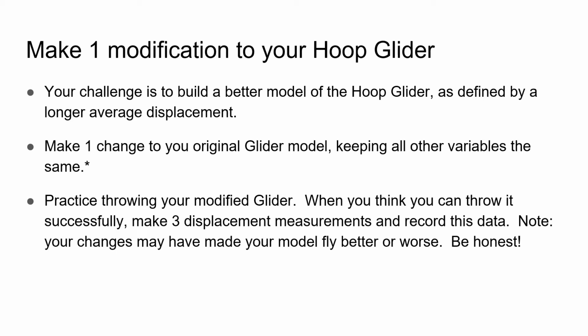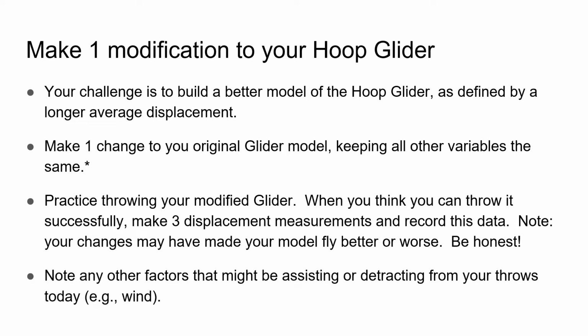Try to do it the same way that you did your original, unless you think maybe there's a better way now based on your redesign. So when you think you can throw it successfully, make 3 displacement measurements, at least 3. You can make more, and record that data, and then I want you to compare your averages to see if the changes you have made make your model fly better or worse, and you need to be honest about this.